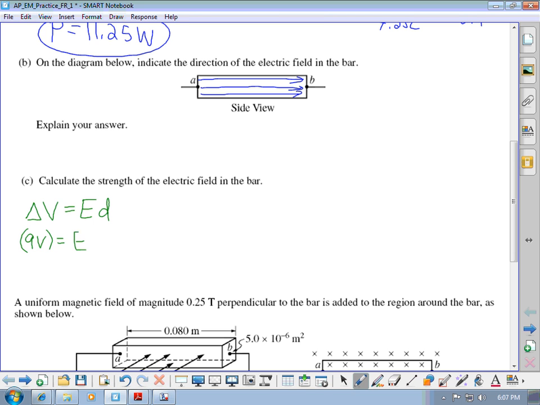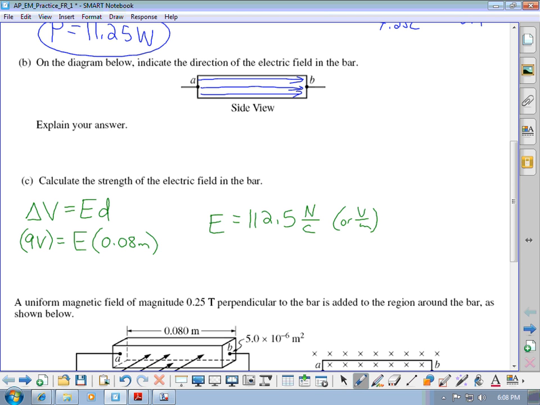We're looking for the electric field. We know that the length was 0.08 meters. So 9 volts divided by 0.08 meters gives an electric field that's 112.5 newtons per coulomb, or volts per meter. The way I set it up, I would have volts per meter, but electric field is also measured in newtons per coulomb.